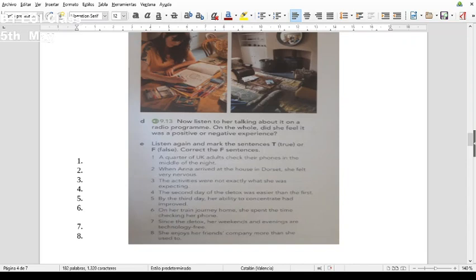Number 6. On her train journey home, she spent the time checking her phone. Number 7. Since the detox, the weekends and evenings are technology free, libres de tecnología, desde la desintoxicación, los fines de semana. And number 8. She enjoys her friends' company more than she used to. Disfruta más de la compañía de sus amigos de lo que solía. Ready? Let's see.